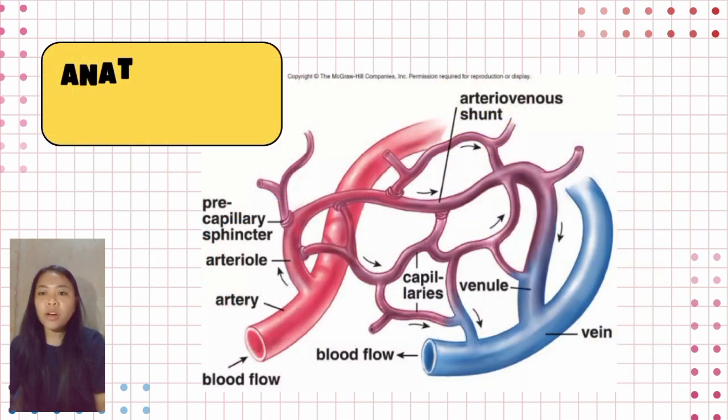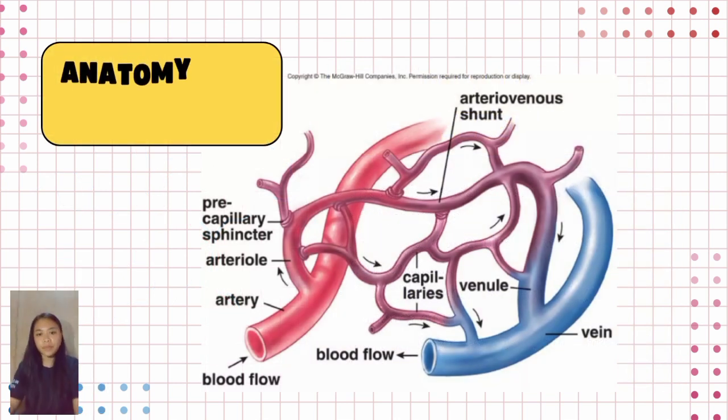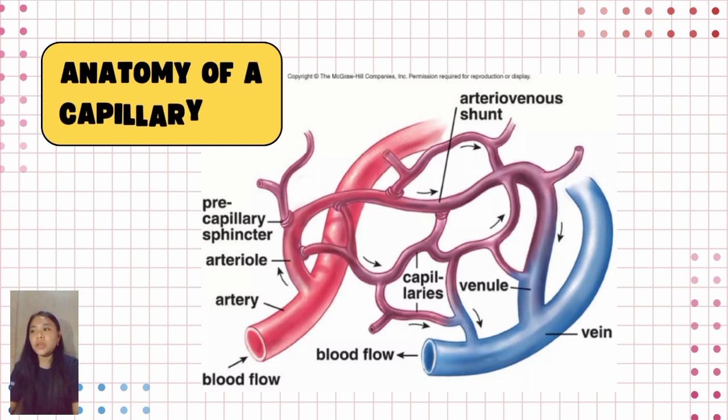Now, the anatomy of a capillary bed. Let's take a look at the picture above. A capillary bed contains a network of interlacing blood vessels. At each end of a systemic capillary bed, an arteriole that carries blood away from the heart brings blood into the web of capillaries. A venule on the other side of the capillary bed takes blood away from the bed and carries it back to the heart.